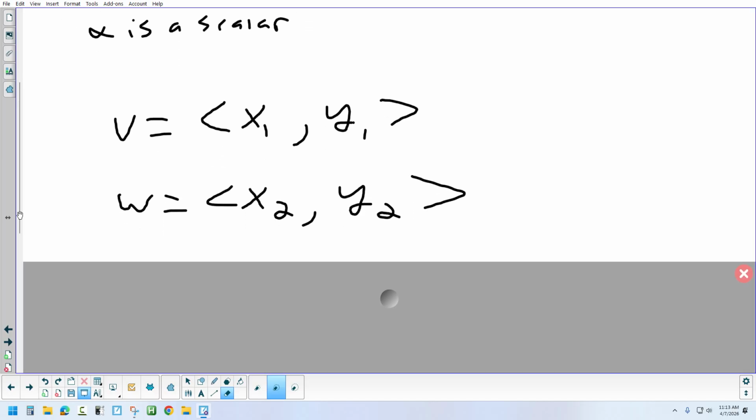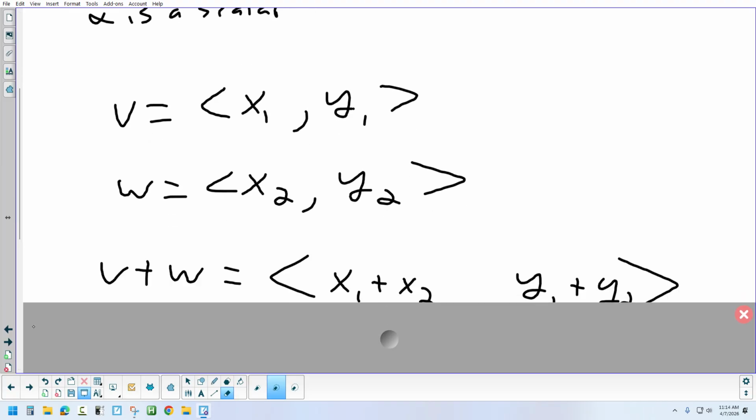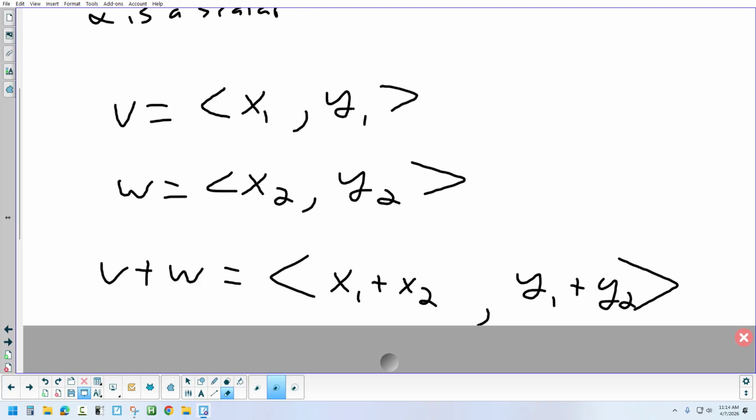Okay. If we want to add 2 vectors together, instead of drawing the first vector like that, and then putting the second vector on the end, and then drawing in the diagonal, all we're going to do now is add numbers. We're not going to draw pictures.